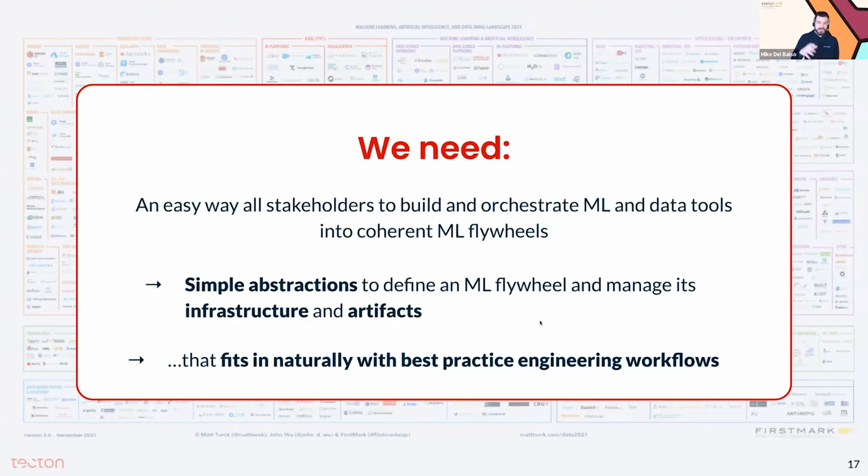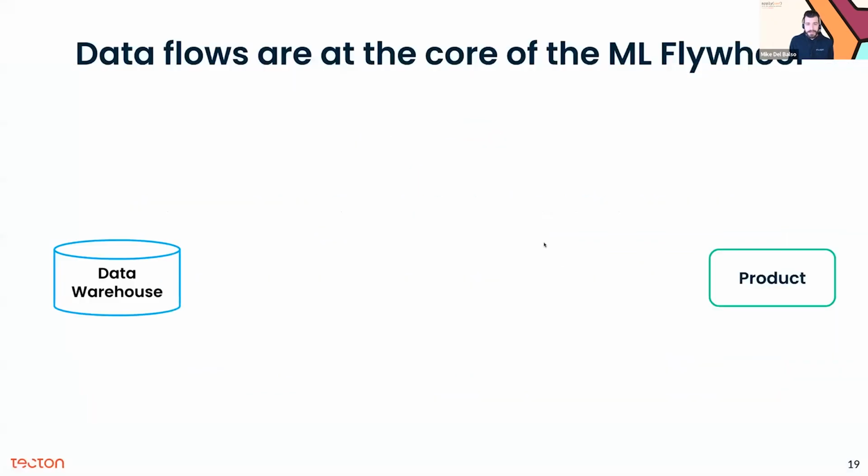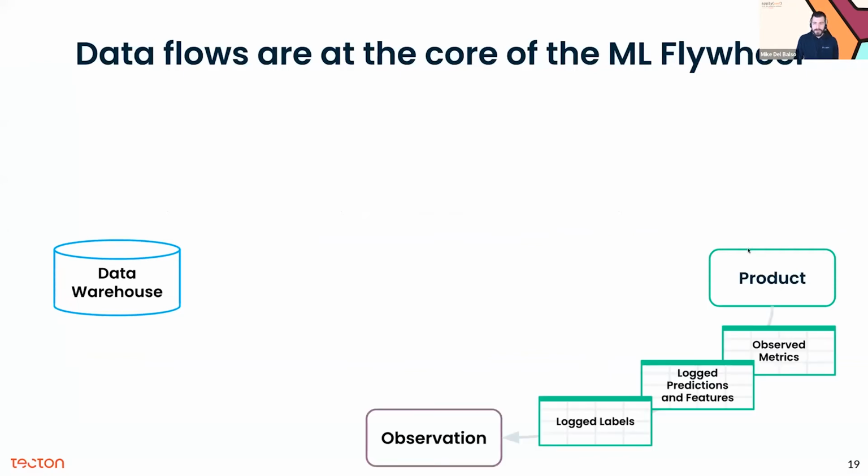So now let's look at a specific dimension of these flywheels. Let's look at the data side of things, which is the main blood flowing through the flywheel. Data flows are at the core of this flywheel. So let's look at some data sets, right? So I have the product, we're making predictions in the product, then we're going to log a variety of things. We're logging some metrics, we're logging which predictions happen, which features were served, which outcomes we observed, so some labels.